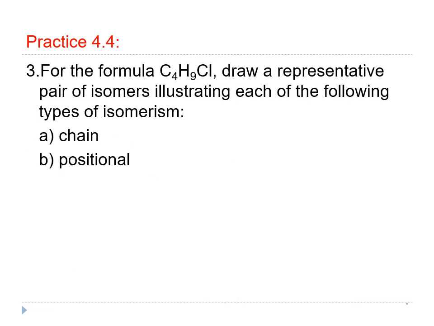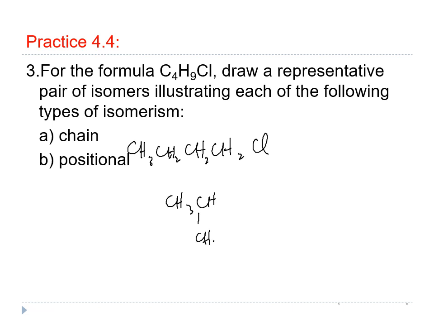Next, we do question number 3 for the formula C6H9Cl. Draw a representative pair of isomers illustrating each of the following types of isomerism. So for chain, we are going to do a linear first, CH3, CH2, CH2, CH2, Cl, and then we're going to do the one that has branches. Okay, so we put a branch here. Okay, and this is the chain isomerism, where we have a substituent methyl from the carbon number 2.